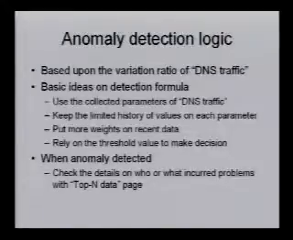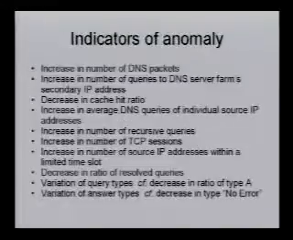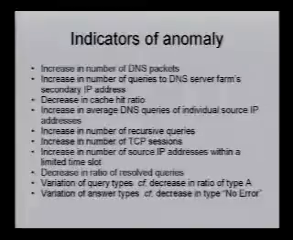When an anomaly is detected, we check the details on who or what incurred problems with the tab and data pages. These are indicators of anomaly: increase in the number of DNS packets, increase in the number of queries to DNS server farms, secondary IP addresses, decrease in cache hit ratio, etc.